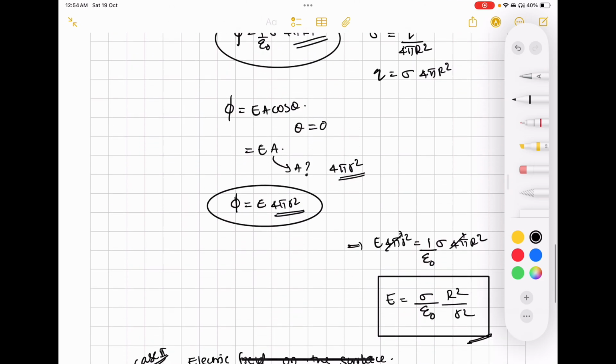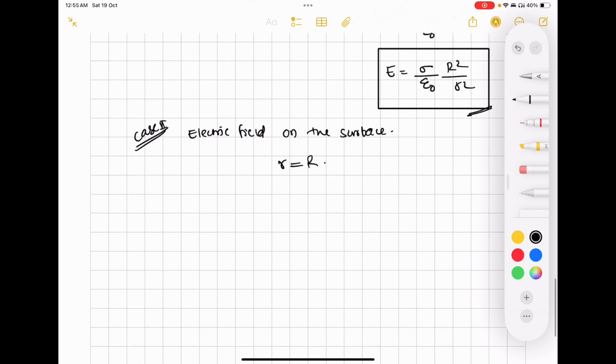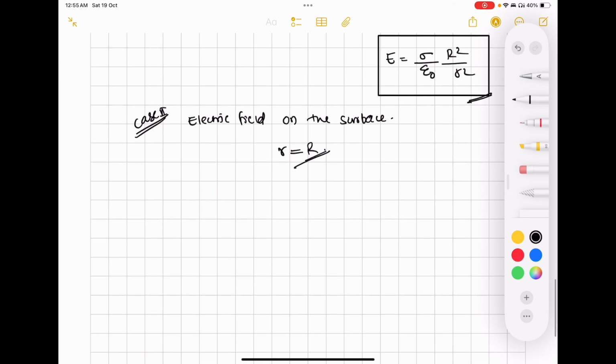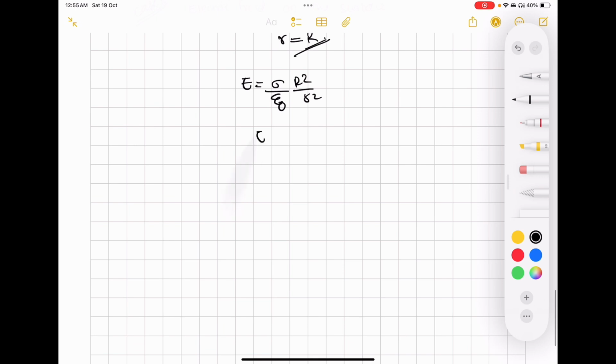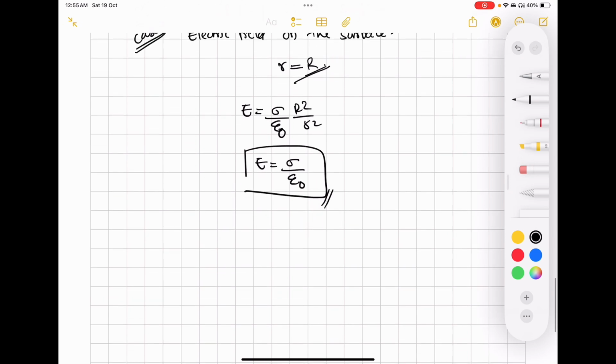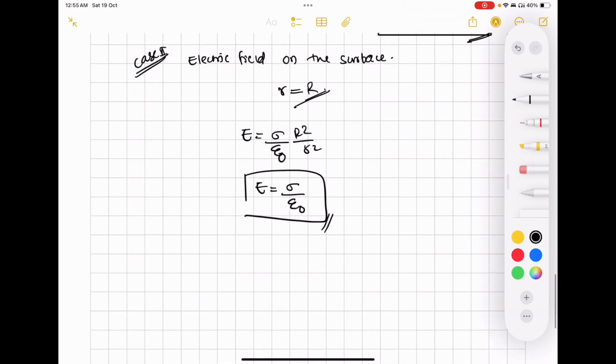So in that case, we can take the radius of the Gaussian surface equal to the radius of the sphere. To find the electric field on the surface, we can simply substitute small r equal to capital R. So we have E is equal to sigma by epsilon 0 times R square by r square. If we substitute r equal to capital R, we will get electric field E is equal to sigma by epsilon 0. So this is the electric field due to a charged shell on the surface of the shell.